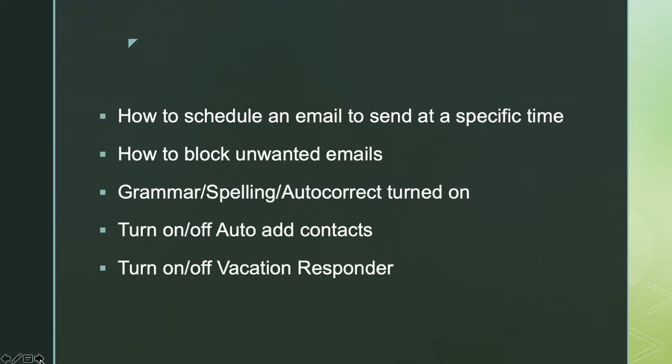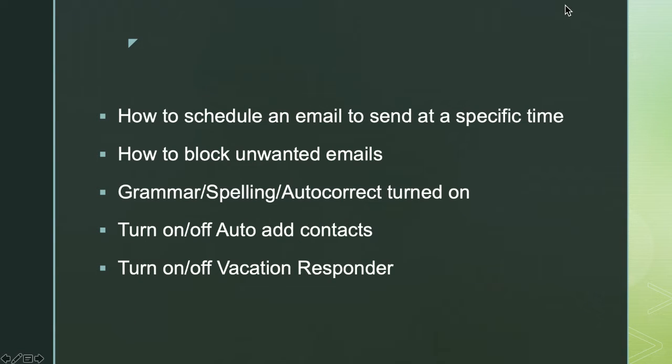We're going to look at how to schedule an email to send at a specific time. We're going to look at how to block any unwanted emails that you might be receiving. How you can have your grammar, spelling, and autocorrect turned on with your Gmail account. And then how you can turn on and off the auto add contacts. So in other words, when you send an email, how it will automatically add those individuals to your contacts, as well as how to turn off and on the vacation responder.